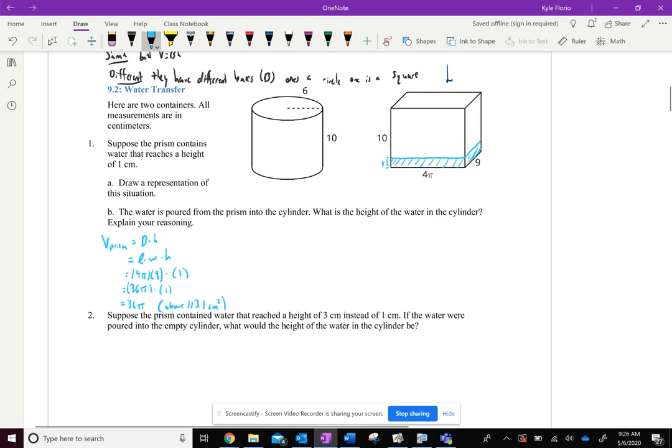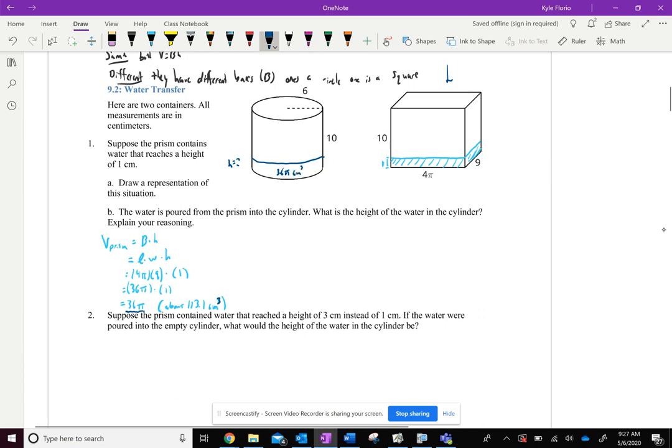Square centimeters. I'm going to leave it as 13 pi though. So I'm going to leave it like that. So if I were to take 36 pi cubic, not square, cubic centimeters and pour it into here, we want to find out what the height would be if I poured in 36 pi cubic centimeters.